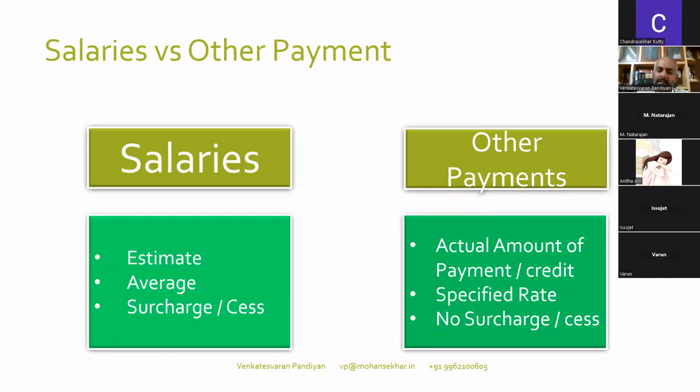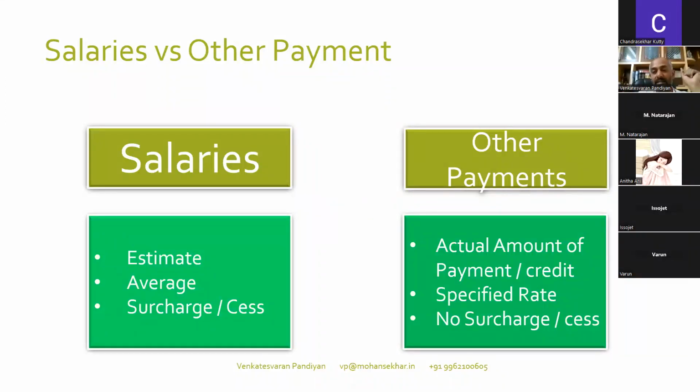And in all cases, you don't have to add surcharge and cess. But when it comes to salary, it's different. First and foremost, you'll have to make an estimate. Then you will have to take an average. So I estimate taxable income of which the tax portion comes to, say, 1,20,000 rupees. Then the average of 1,20,000 is what? 1,20,000 divided by 12 months is 10,000 rupees. So I will have to deduct 10,000 rupees every month.